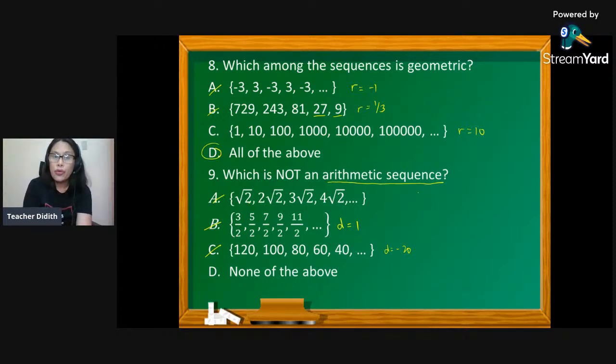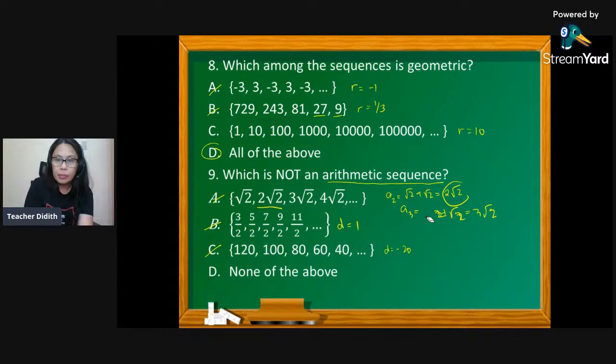Now, for A, I guess this is also arithmetic. Why? From the previous term, square root of 2, we added square root of 2. So a sub 2 is equal to square root of 2 plus square root of 2, which is 2 square root of 2. And this is the second term, right? And then to obtain the third term, we added square root of 2 also.